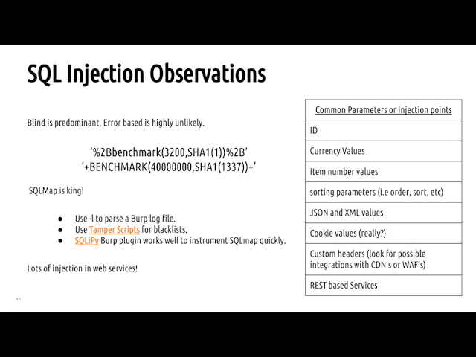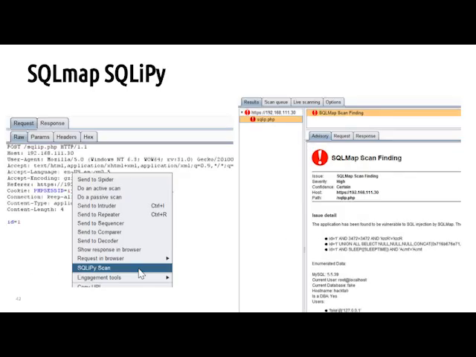So usually when I'm doing SQL injection and I've managed to get a feel for what I think the database is, I'll start going through these fuzz strings and loading them into Burp. You can just load them into Burp using Intruder and start attacking parameters that you think might be vulnerable to SQL injection. Just some SQL injection observations: blind is predominant, and error-based is really unlikely nowadays to find. It doesn't happen a lot.